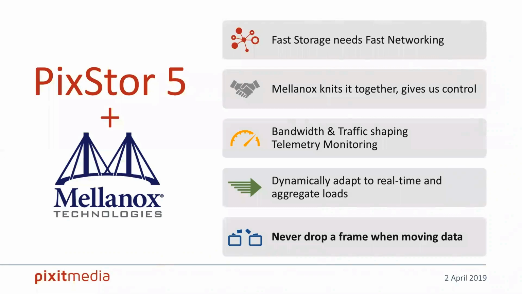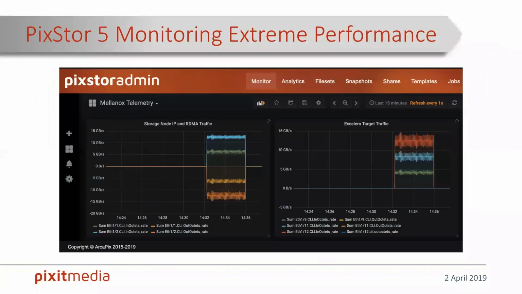At the Pixit Media booth at NAB, we're going to be showing an early preview of some Mellanox telemetry that we're able to display, being able to show storage node and IP bandwidth going across RDMA. If you recall, one of the key benefits that Excelero brings with their NVMesh is RoCE, the RDMA over Converged Ethernet software capability. So what we do at Pixit Media is leverage our ability to tap into Mellanox to display that RDMA traffic and show it as target performance.